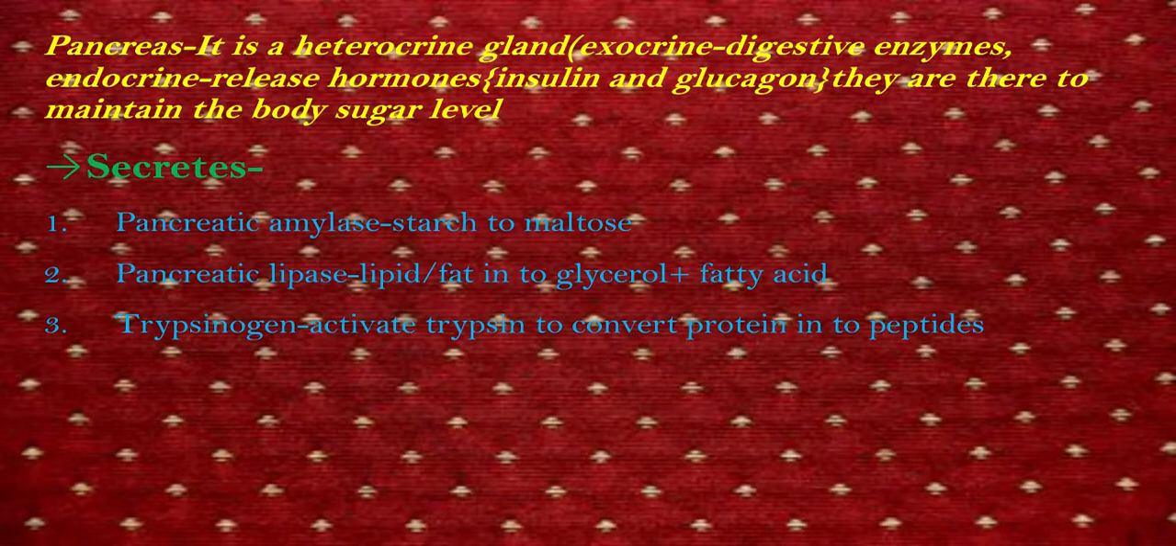Now it secretes the pancreatic amylase, which converts starch to maltose. Second, pancreatic lipase, which converts the lipids or the fat into glycerol and fatty acid. Third one is trypsinogen. An active form of trypsinogen is trypsin, which converts protein into peptides.